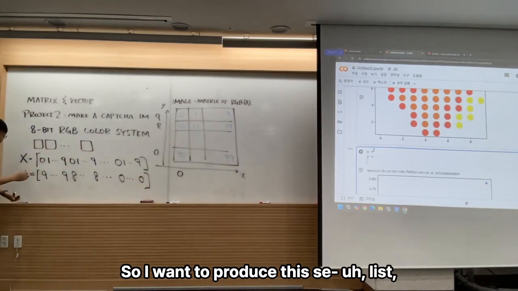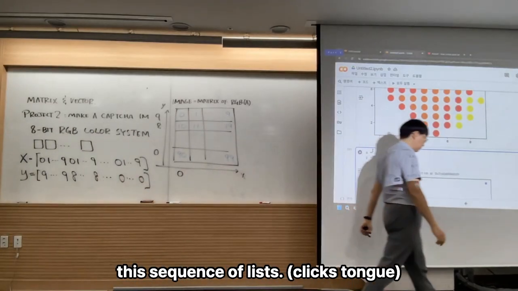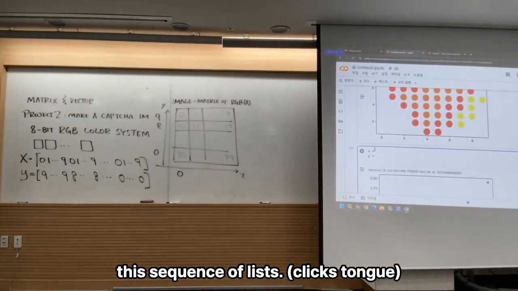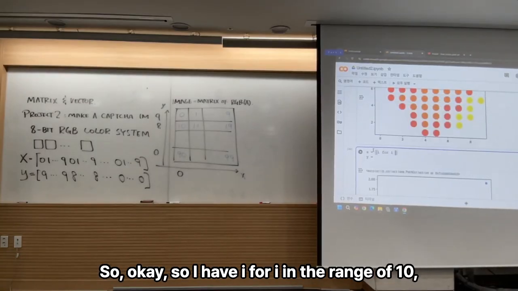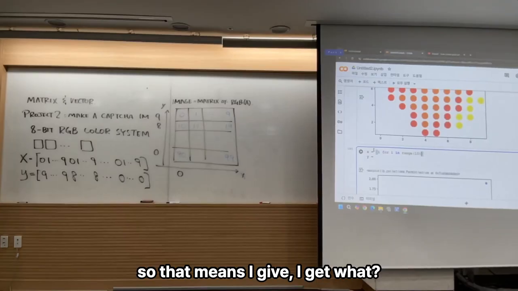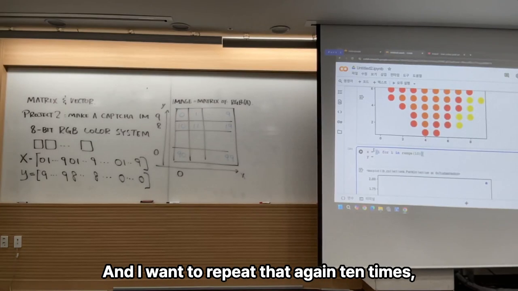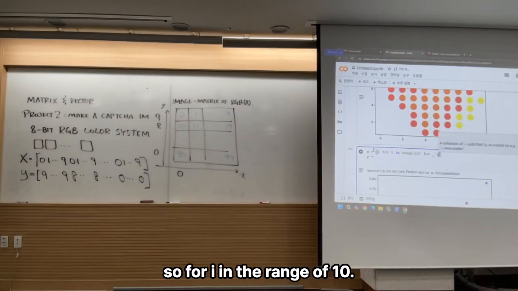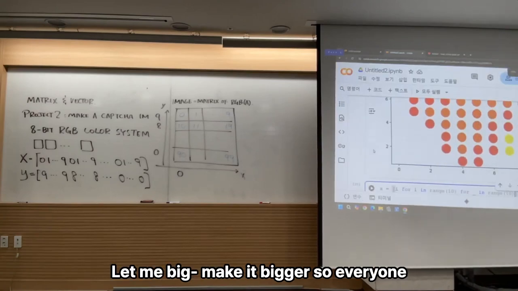So I want to produce this sequence of lists. Okay, so I have i for i in range(10). That means I get what? 0 to 9, right? And I want to repeat that again 10 times. So it's a loop of loop. Let me make it bigger so everyone can see it.